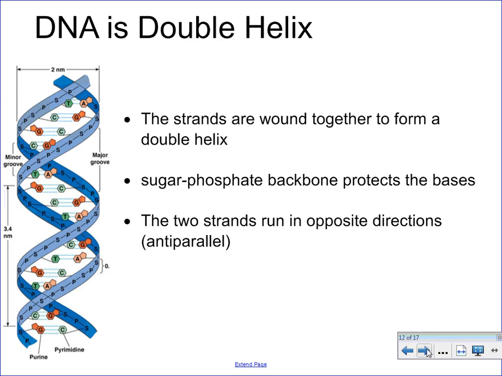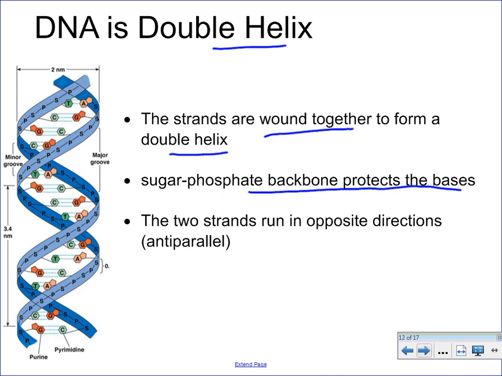Taken together, DNA will form what is referred to as a double helix. So those two anti-parallel complementary strands get wound together to form this double helix. The way that the double helix is organized is that the sugar phosphate backbone is going to be on the outside, which helps protect those nitrogenous bases. Those bases are fairly reactive, so you don't want them exposed to the outside. You want them tucked inside in that structure.